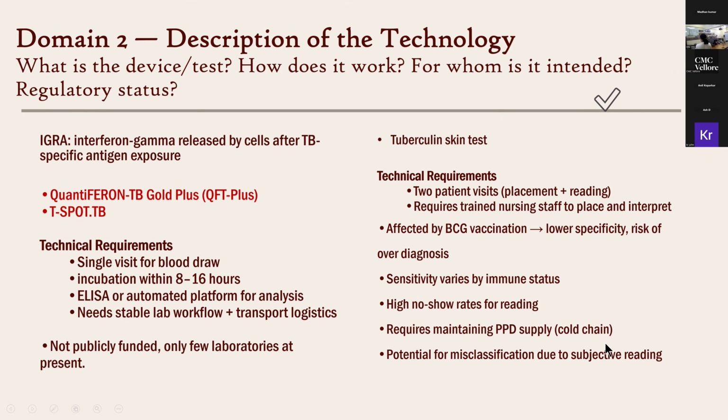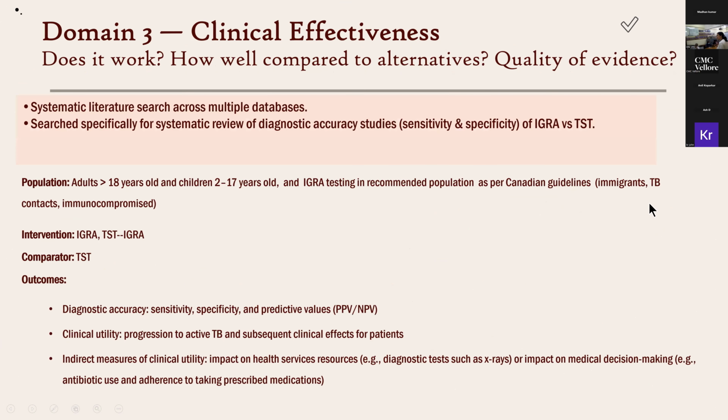The current test that they're using is the tuberculin skin test. The problem with it is that it requires two visits: a placement visit, and then they have to come back. It needs technical skill to read it. And it's affected by immune status and BCG vaccine status, all of which can affect it. So they describe the technology.